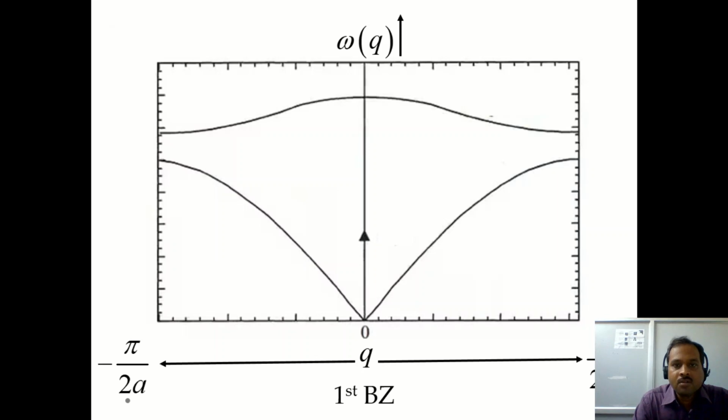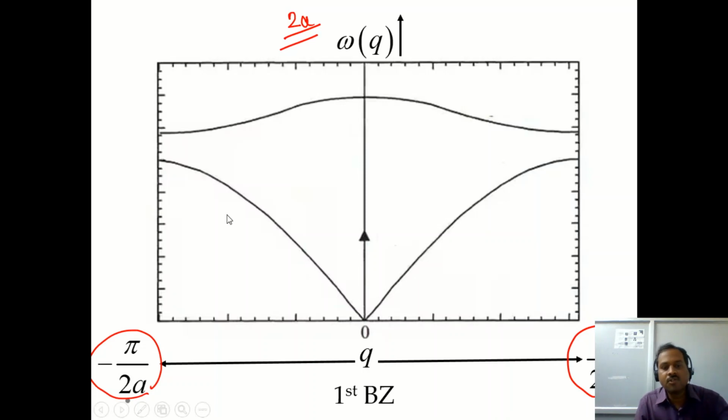If we plot omega as a function of q in the first Brillouin zone, which extends from minus pi by 2a to plus pi by 2a, because in this case the periodicity is 2a, it is no more a, this periodicity is 2a. So the first Brillouin zone is from minus pi by 2a to plus pi by 2a, and this is the associated phonon dispersion relation.